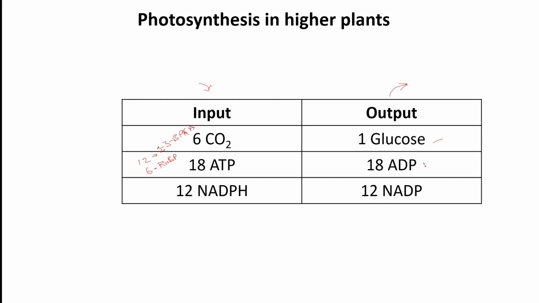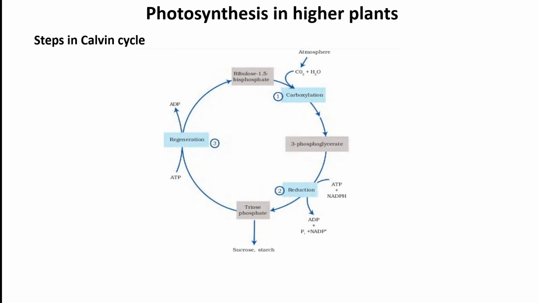Here 18 ADP are produced, and 12 NADPH were used for the synthesis of 3-phosphoglyceraldehyde, and 12 NADP are produced as a product. So this is the output of the C3 cycle. Now this is the flowchart of the C3 cycle.